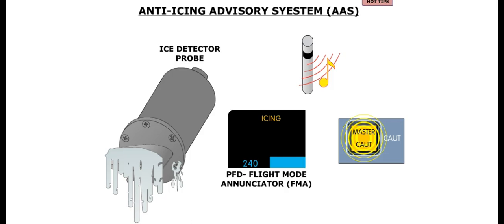The anti-icing advisory system provides the flight crew with a visual and oral alert when ice is accreting on the ice detector probe. When ice accumulates on the probe, an amber icing label is displayed in the flight mode annunciator, or FMA portion of the PFD. This label may be steady or flashing, depending on the status of the horn anti-icing and airframe de-icing push buttons. In addition, a single chime will sound, and the master caution lights will flash.